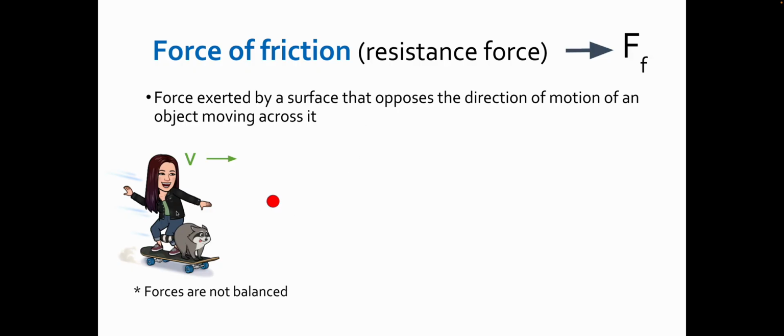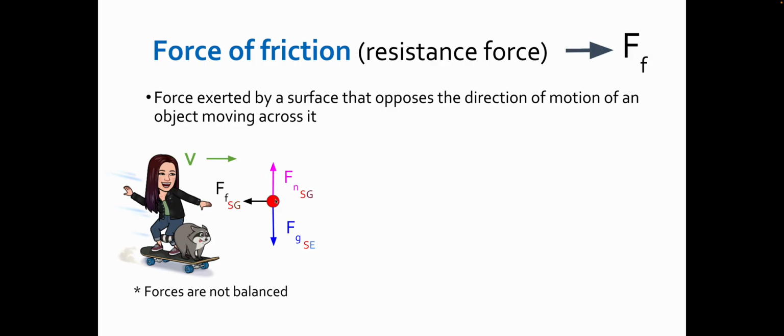So let's draw a force diagram of me on the skateboard with apparently a raccoon. We're moving in this direction. So the dot represents the system. So the force of gravity on the system by the earth. There's a normal force on the system by the ground. And since we're moving to the right, and friction opposes the direction of motion, our force of friction should be to the left. And so that's why we're drawing a force of friction on the system by the ground.